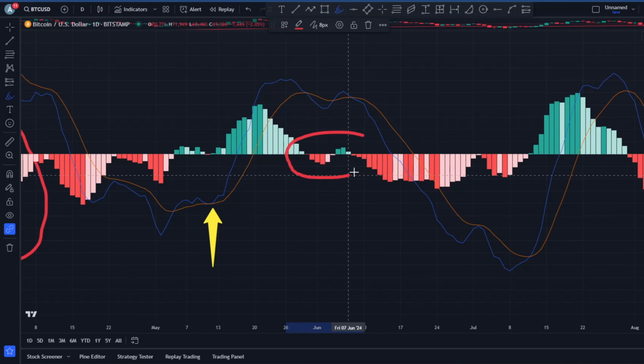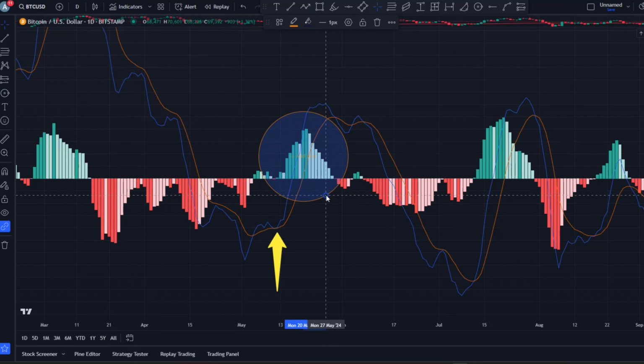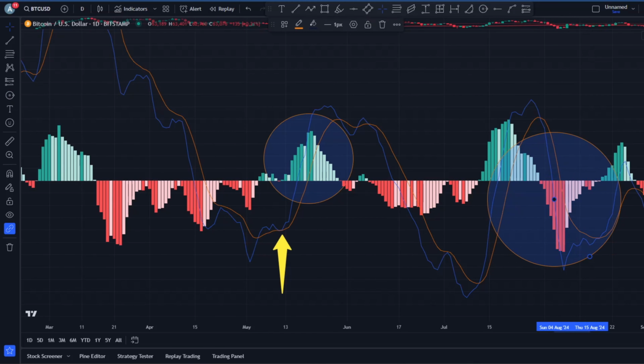When the MACD line crosses above the signal line, the histogram turns green, indicating upward momentum. When it crosses below, the histogram turns red, signaling downward momentum. The closer the lines are, the smaller the histogram gets, and the further apart they are, the larger the histogram becomes.